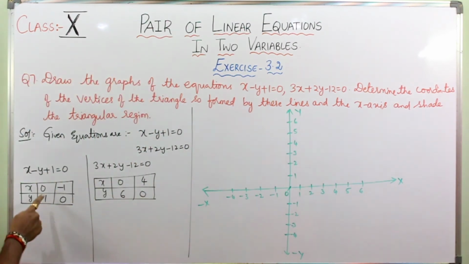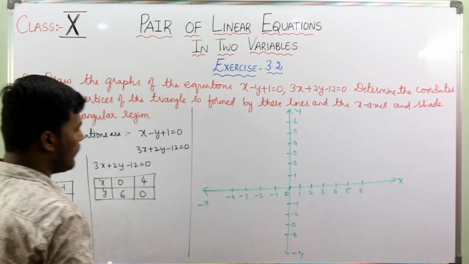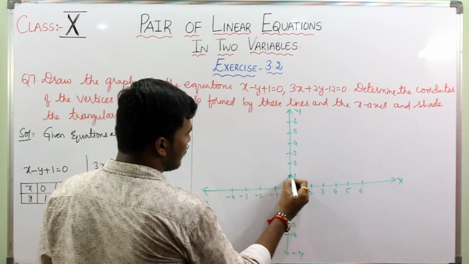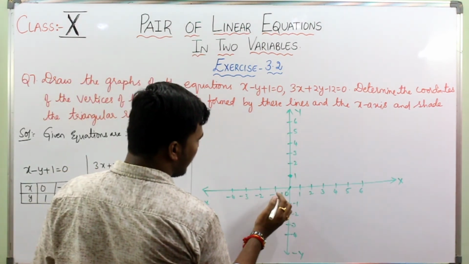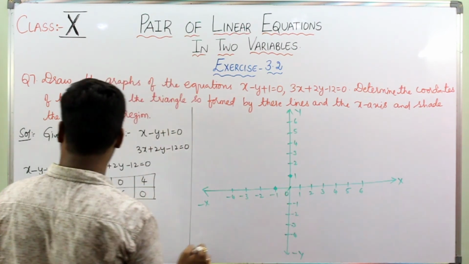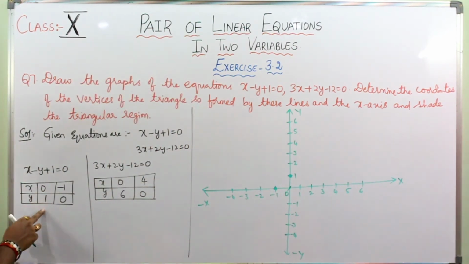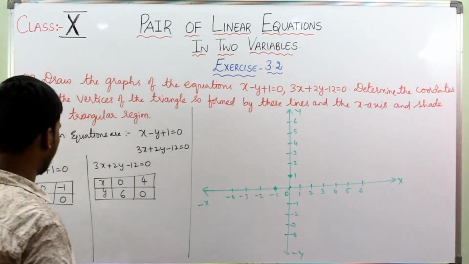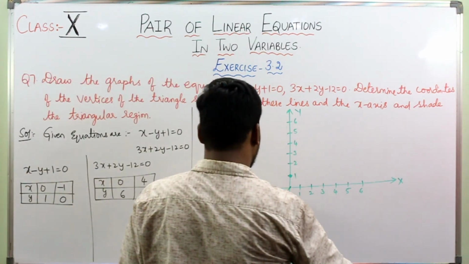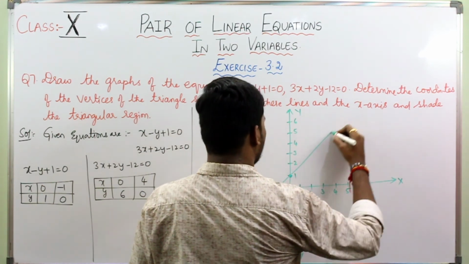Now the first point is 0 and 1. This is the first point. Then minus 1 and 0. Here x is 0, so the point is lying on the y-axis. Here y is 0, so the point will be lying on the x-axis. So if I join these two, I will get a line like this.